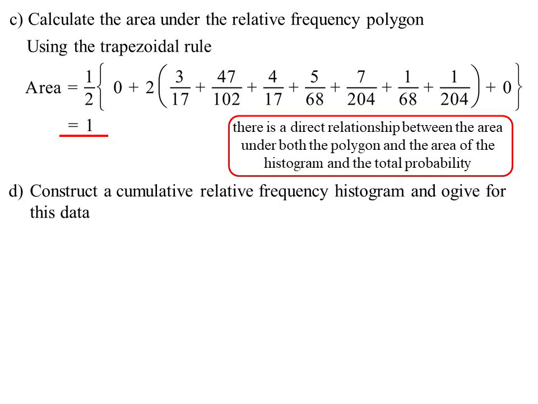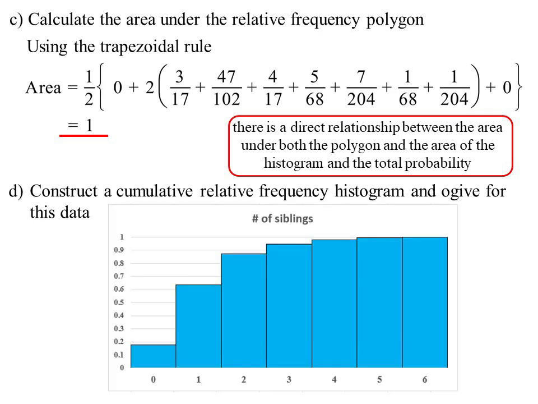We're now going to draw a cumulative relative frequency histogram. Well, that's a mouthful. Cumulative relative frequency histogram, and ogive, fancy word for polygon, for this data. There's the histogram. Remember, when you're drawing an ogive, we actually draw the line on the diagonals and then join up to the vertex, and so on as we go up.